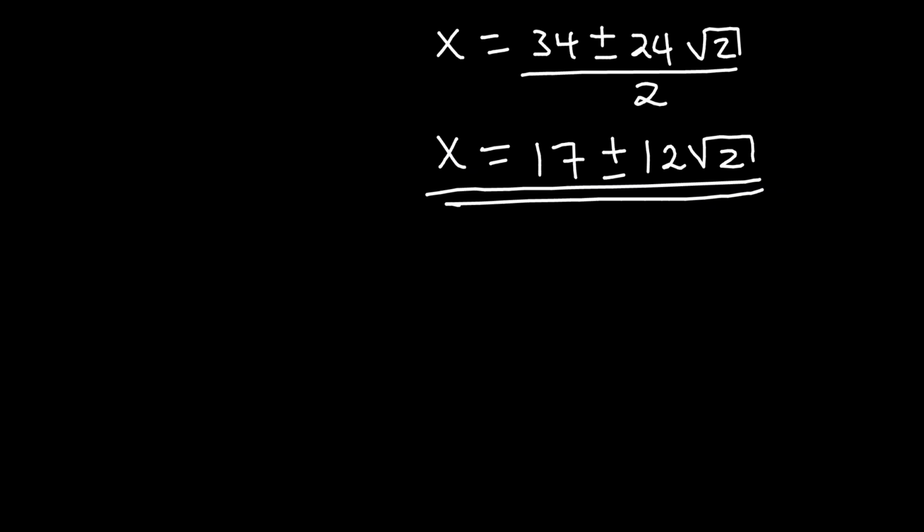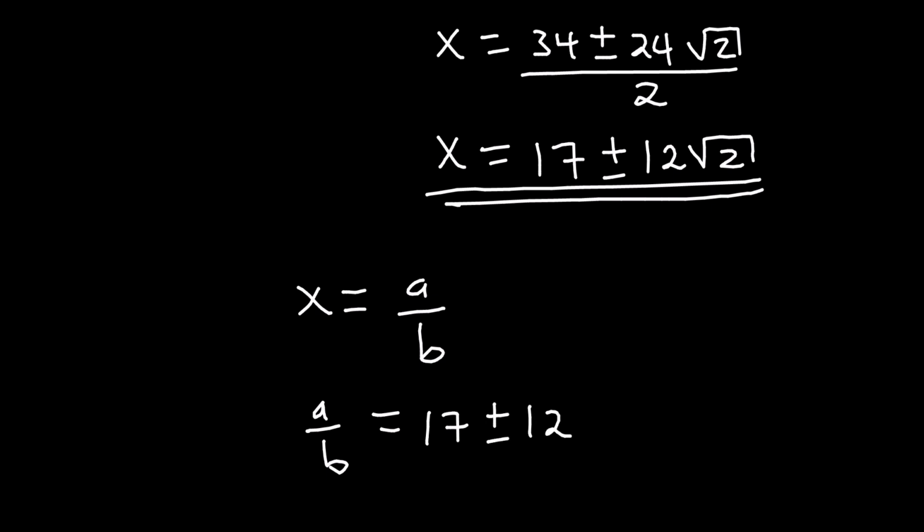But if you remember, we were told to find a divided by b, and we had also set x to be equal to a divided by b. Therefore, a divided by b will be equal to 17 plus or minus 12 times the square root of 2. And that's our answer. Therefore, that's how you can solve such an equation.